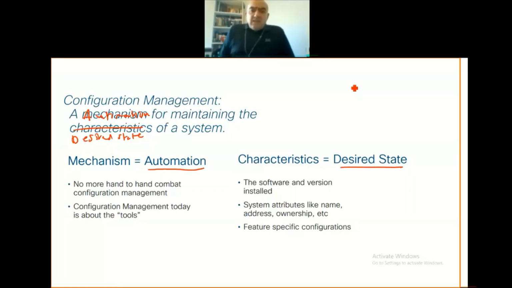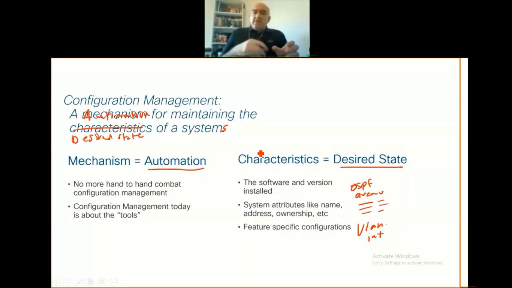What is desired state? Desired state may be, from a networking perspective, maybe running OSPF in area 0 and making some interfaces belong to this area, creating some VLANs and assigning them to some interfaces. And the system here does not necessarily have to be one system, it could be multiple systems. So how to create OSPF areas and VLANs and assign them to interfaces on one system or multiple systems in an automated way? This is configuration management.